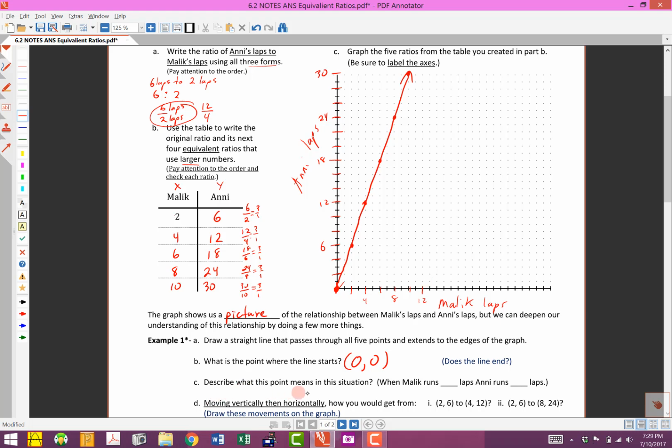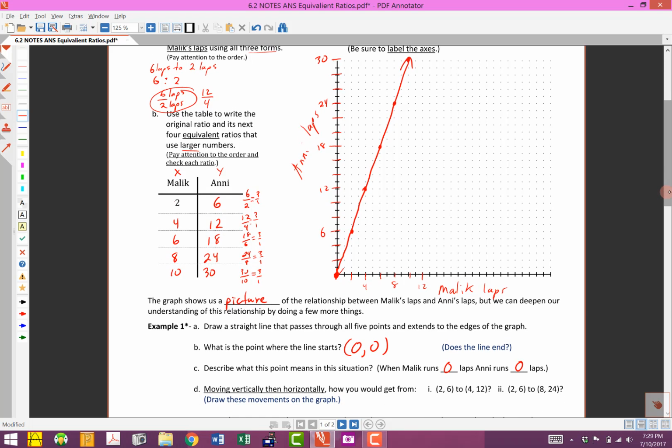And it says describe what this point means in this situation. So again, what this means is, since it's 0 on the horizontal axis, if it's 0 on the Malik axis, Malik runs 0 laps when Annie runs 0 laps. They haven't gone anywhere, okay? They haven't started running or are running laps or anything like that, okay?